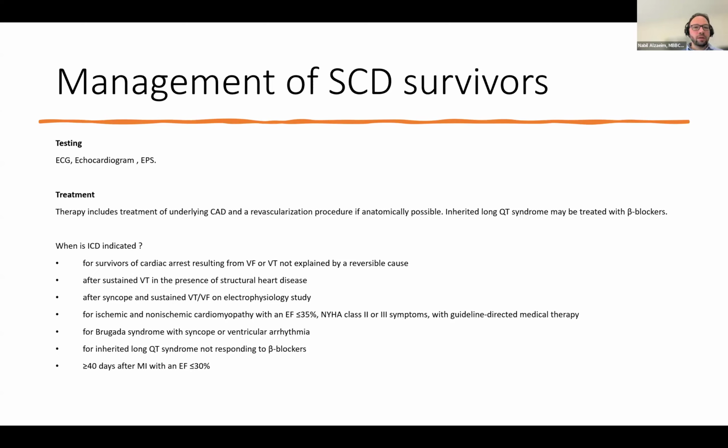Of course, for Brugada syndrome with syncope or ventricular arrhythmia, they need ICD, and inherited long QT syndrome not responding to beta blocker. And the last one is more than 40 days after MI with repeated echo and still low ejection fraction less than 30%, they need ICD.